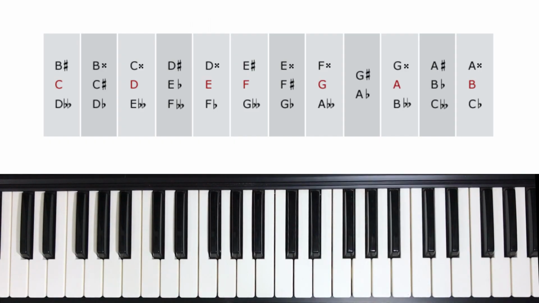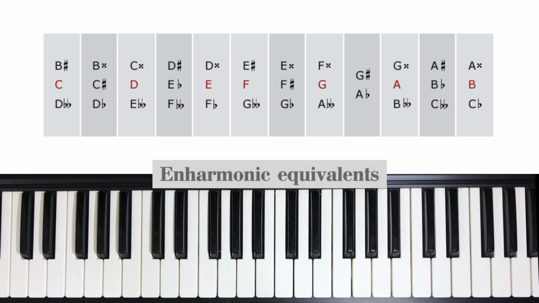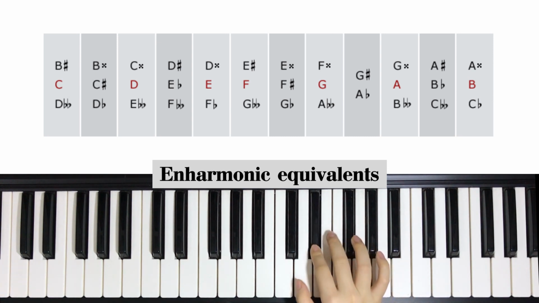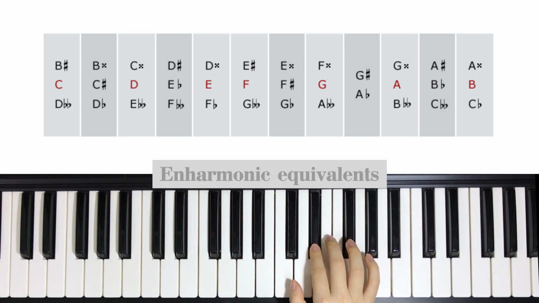It is possible for notes and intervals to have different names when they contain the same notes and produce the same sound. These are called enharmonic equivalents. For example, an augmented second above C is D sharp. It produces the same sound as the minor third above C, which is E flat.